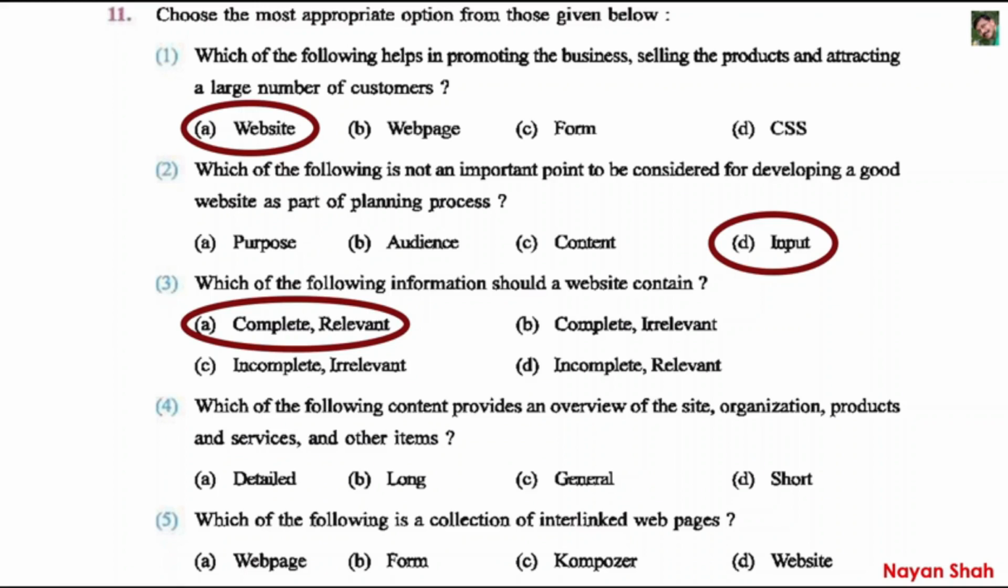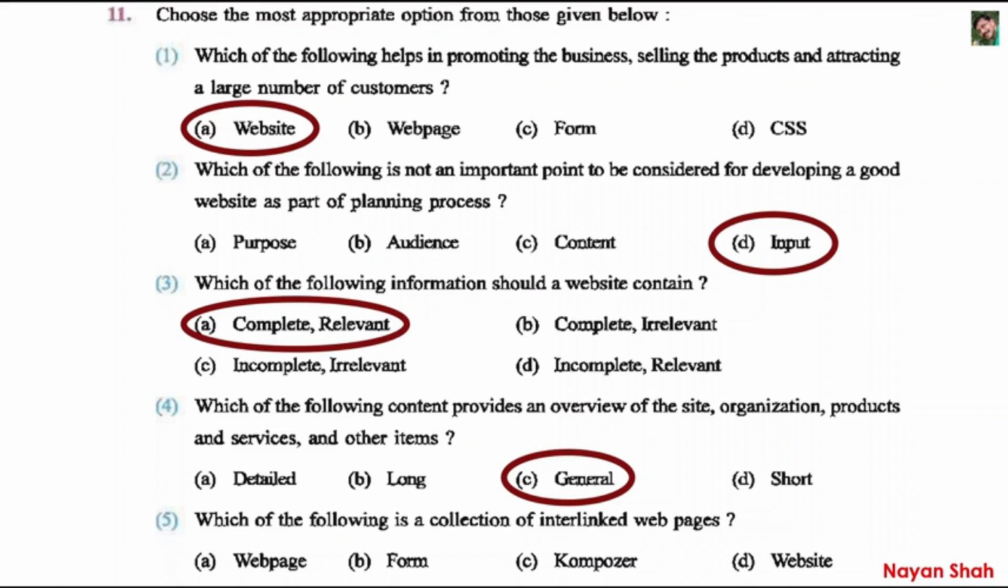Fourth question, which of the following content provides an overview of the site, organization, products and services and other items? So which of the following provides overview of all these things? So that is provided by general. The general content provides overview of the site, organization, products and services and other items. So that is the general content.